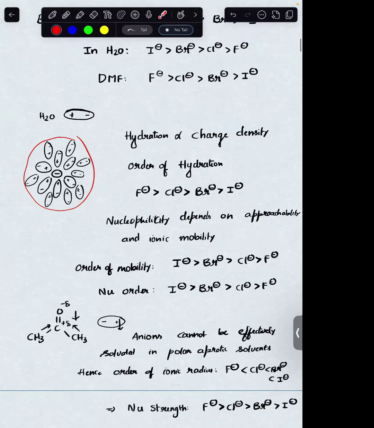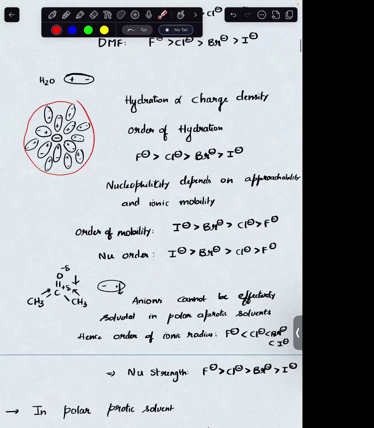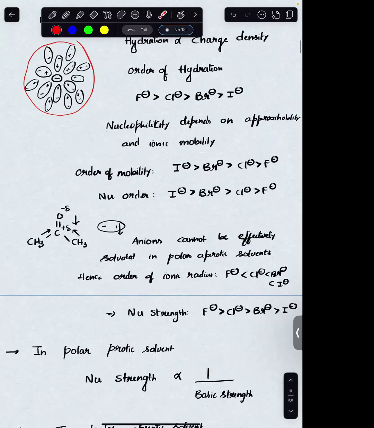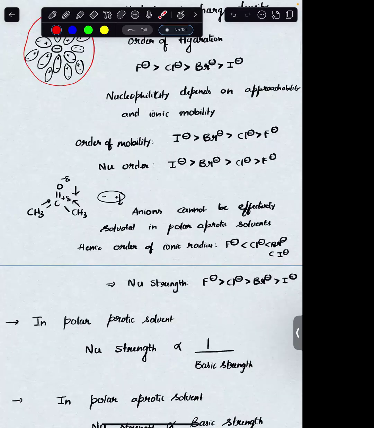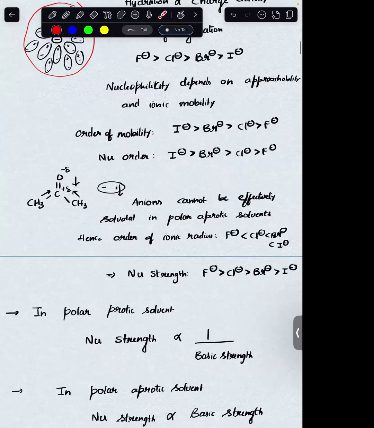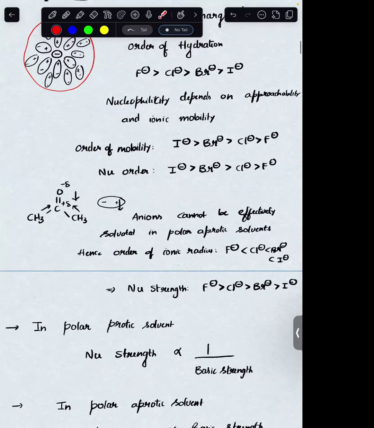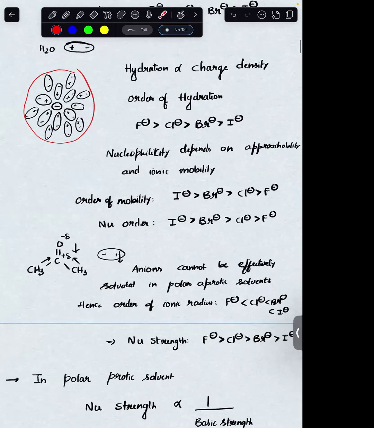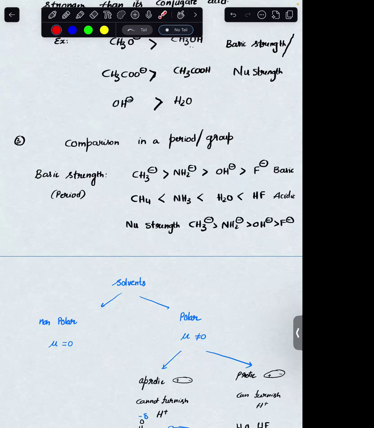In case of polar aprotic solvents, anions cannot be effectively solvated. Hence, the ionic radius order is F minus less than Cl minus, Br minus, I minus. If this is the order of ionic radius, the order of nucleophilic strength will be F minus greater than Cl minus, Br minus, I minus. So nucleophilicity is going to parallel basicity: the order of basic strength and nucleophilic strength order will be exactly the same.